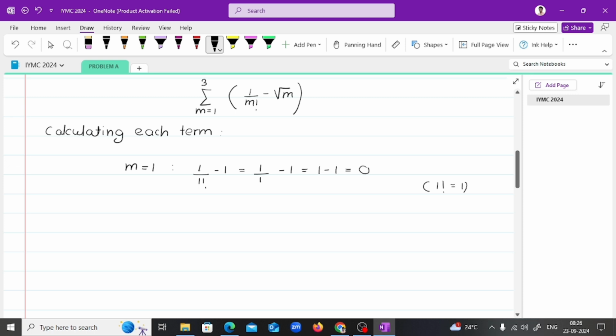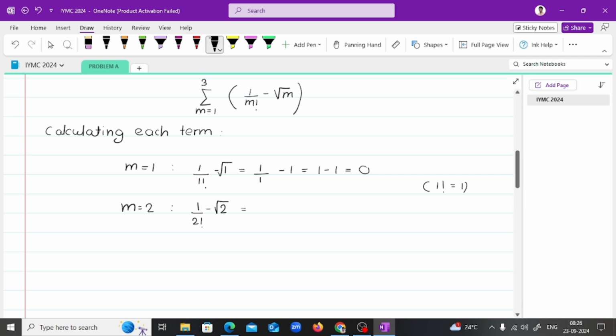That is, the value of this term 1 upon m factorial minus square root of m for m is equal to 1 is 0. Now we will calculate the value of this bracket for the value of m is equal to 2. So for 2 it will be 1 upon 2 factorial minus square root of 2. Okay, I forgot the square root here, but the square root of 1 is 1. Okay, so here in the second term for m is equal to 2, 1 upon 2 factorial minus square root of 2.